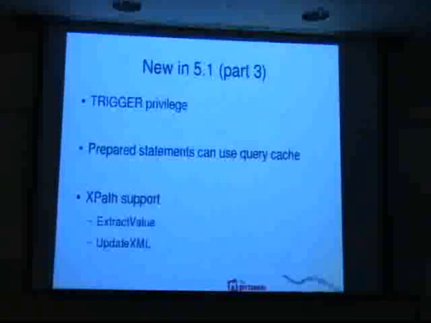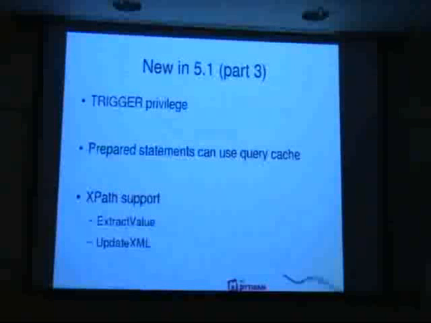So it's pretty useful. And there's a trigger privilege. Before 5.1, if you wanted to create a trigger, you had to have the super privilege. So this changes into the trigger privilege, so that somebody doesn't have all the super privileges just to create a trigger. In 5.1, prepared statements can use the query cache, which is useful, although prepared statements still aren't so great because they are compiled once per connection. It doesn't retain in memory across connections. And there's a little more XPath support for them if anyone's using any XPath stuff.